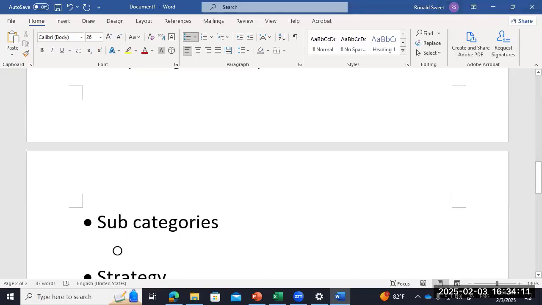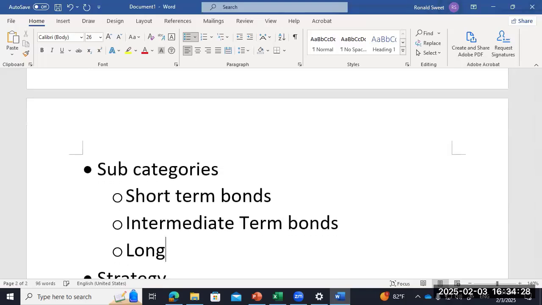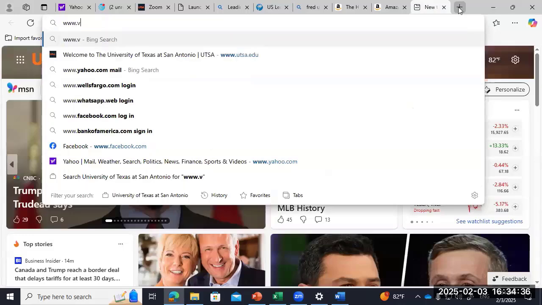Well, my understanding of the history is Vanguard, the second largest investment firm out there, came up with these categories, and they came up with short term, intermediate term, and long term. Those are their categories. You can actually see it on their website.